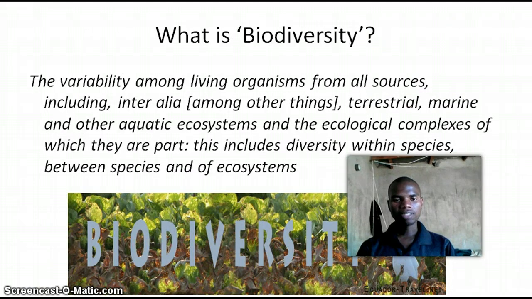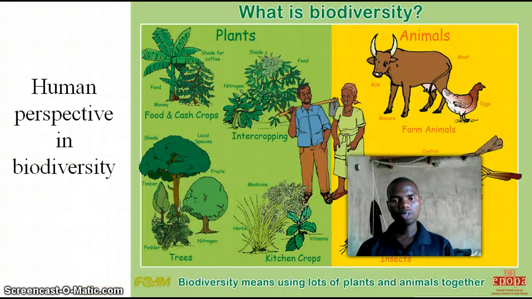To define biodiversity: it is the variability among living organisms from all sources, including, inter alia, which is among other things, terrestrial, marine, and other aquatic ecosystems, and the ecological complexes of which they are part. This includes diversity within the species itself, between species, and of ecosystems.